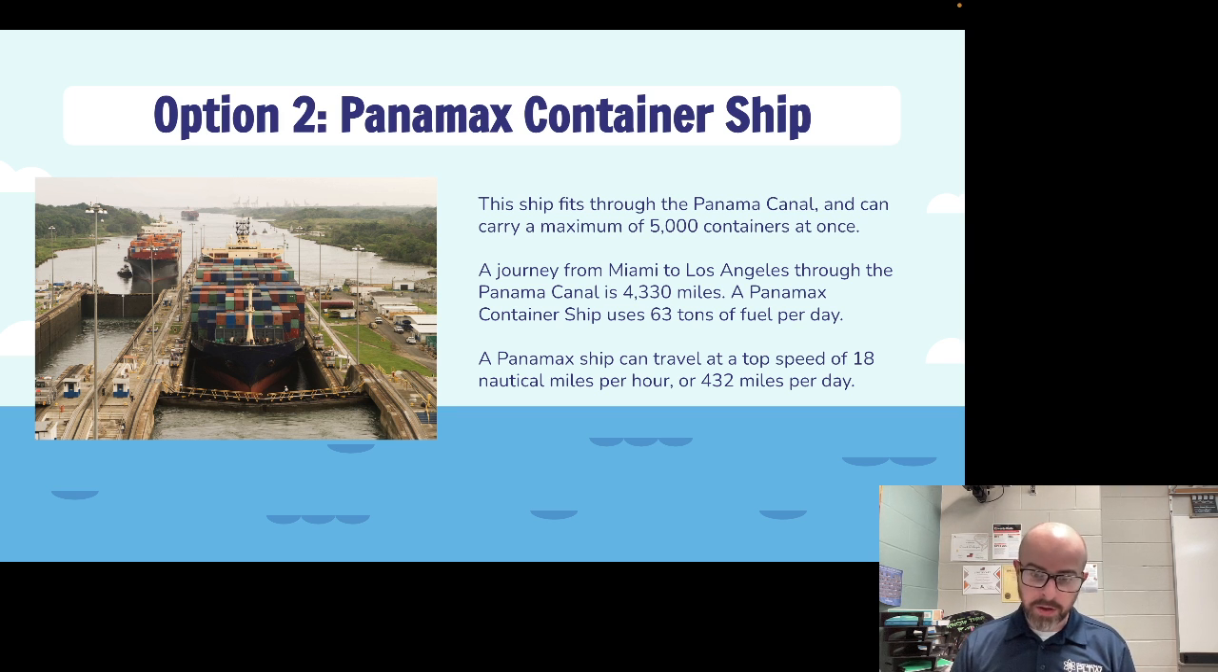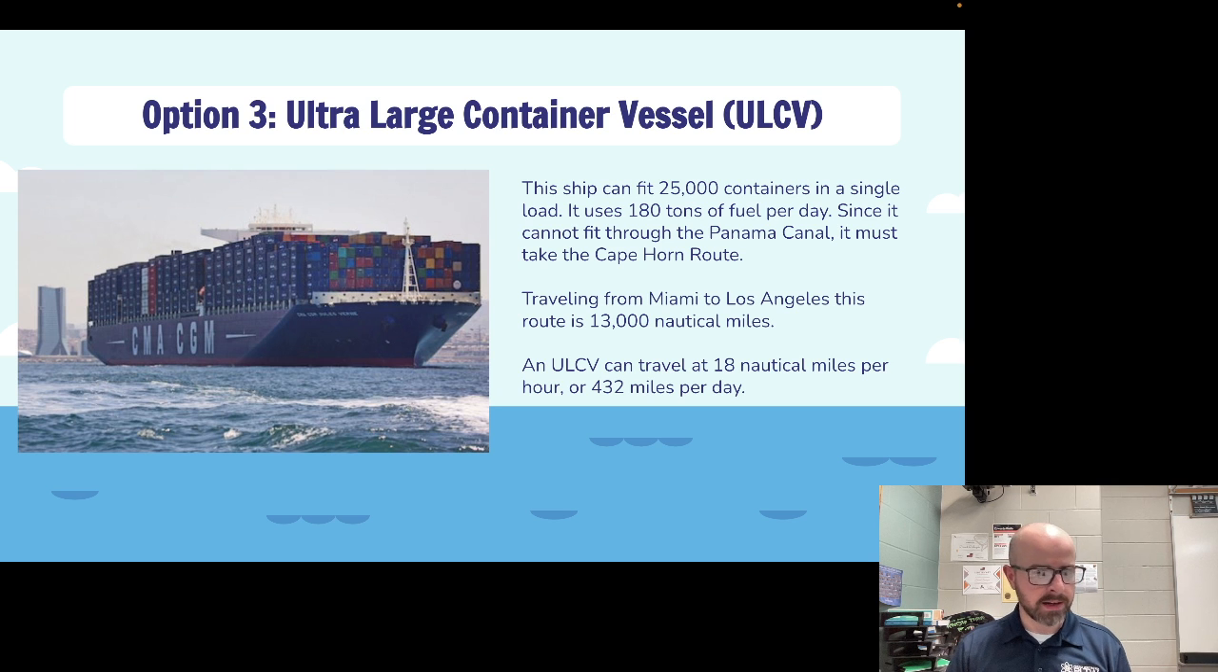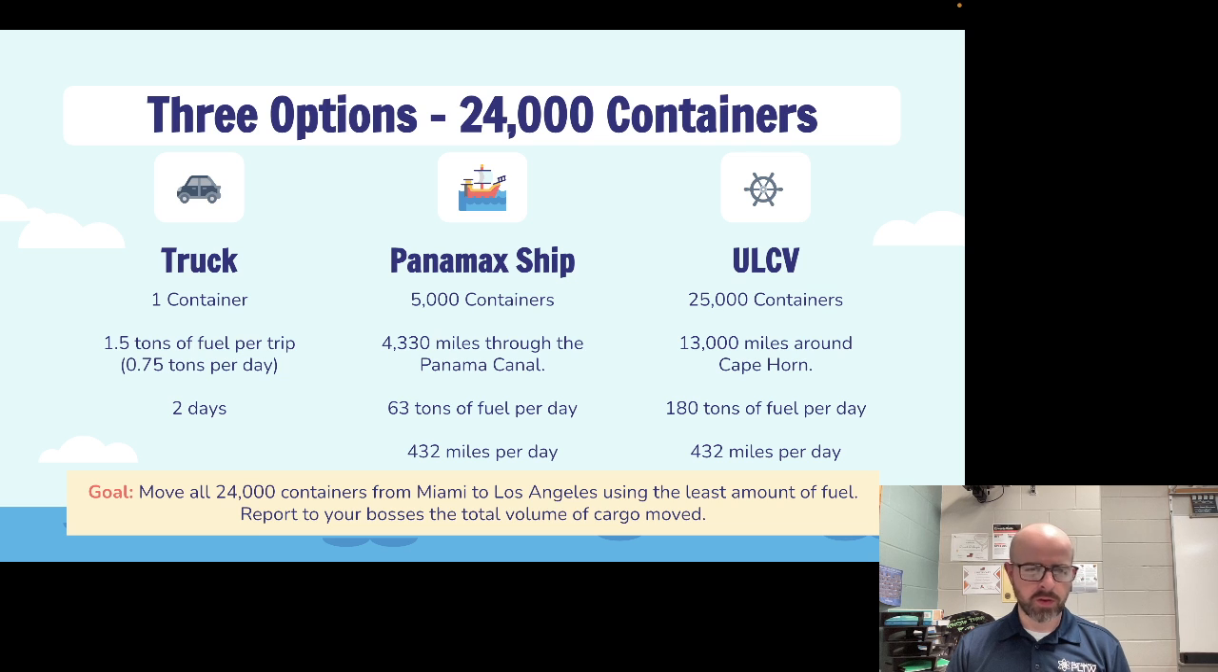Option 3, you can put all 24,000 containers on one ship. This is called an ultra-large container vessel. Problem is, it doesn't fit through the Panama Canal, so you have to use the Cape Horn route. Doing this, these ships, because they're bigger, take 180 tons of fuel per day, and they have to go around the Panama Canal. So they go 13,000 miles, again traveling 432 miles per day. All right. Those are your 3 options. This is in your slides for you can look at.